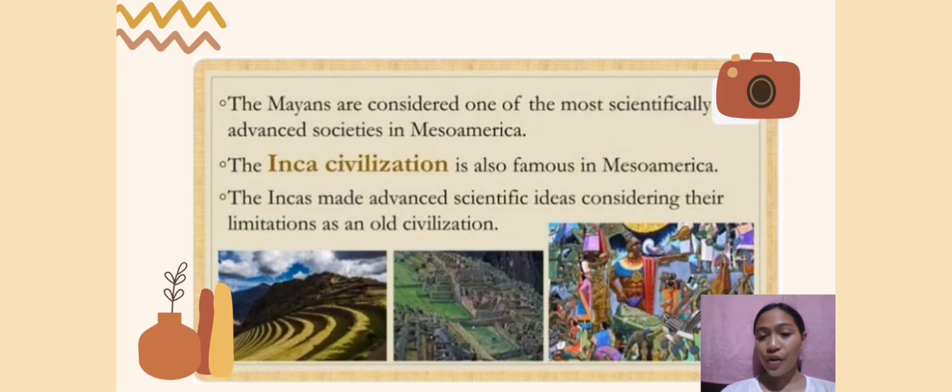Mayans are considered one of the most scientifically advanced societies in Mesoamerica. They created a calendar system that accurately predicted solar and lunar eclipses as well as planetary alignments. Their astronomical observations are recorded on detailed stone carvings and in hieroglyphics. Hieroglyphics is their writing system, or what we call their language.